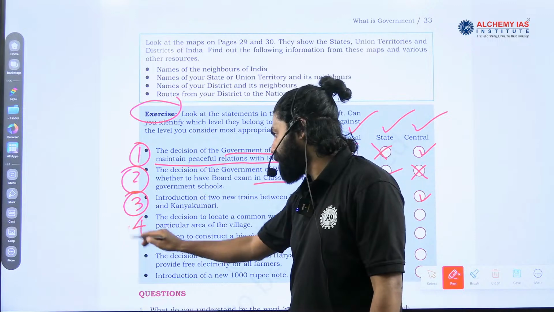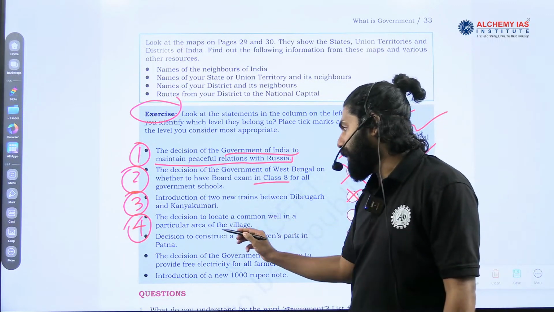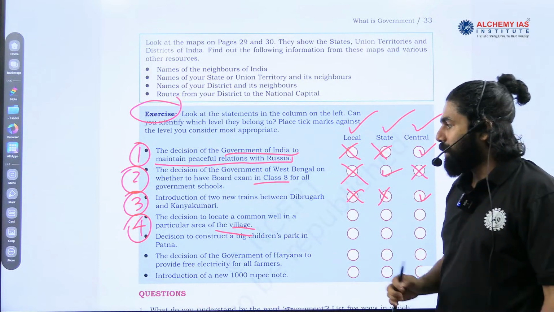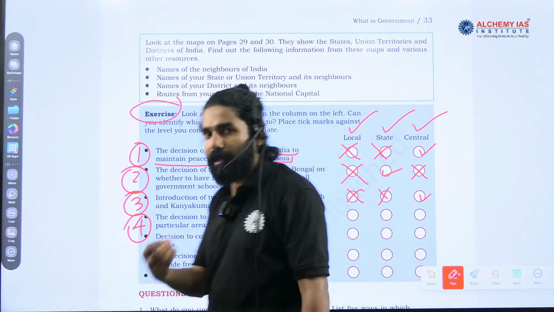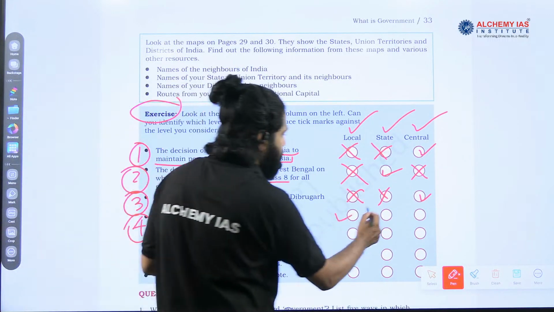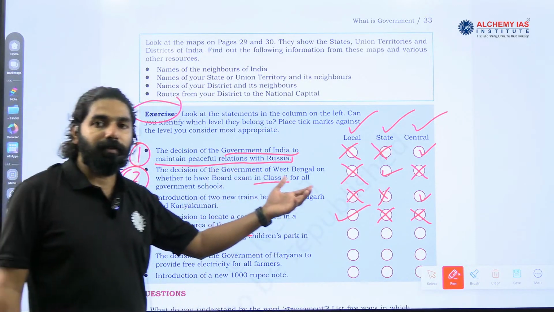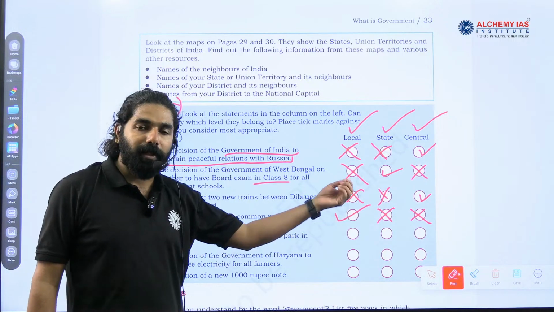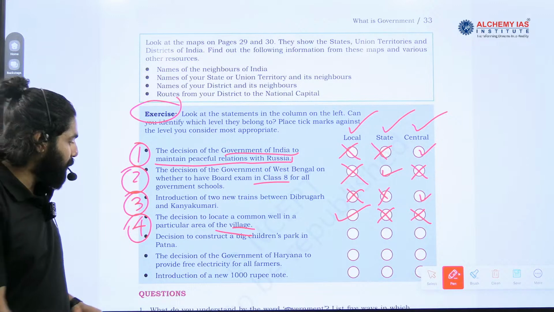Next, the fourth: the decision to locate a common well in a particular area of a village. This is a matter related to a policy decision on a common well in a local village area. It will not be handled by the state or the center; rather, devolution of power, decentralization of power, will be there. So at the local level they design the policy, and according to that design and policy they will implement it.